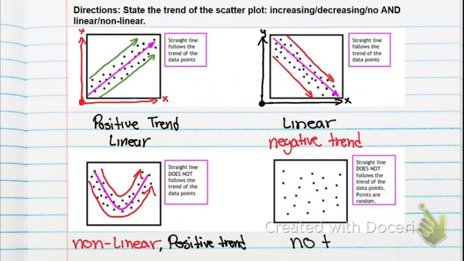This one has no trend because we can't really tell what it is doing. It's doing opposite things. Because it's doing opposite things all over the place, it's random. That means we have no trend at all.